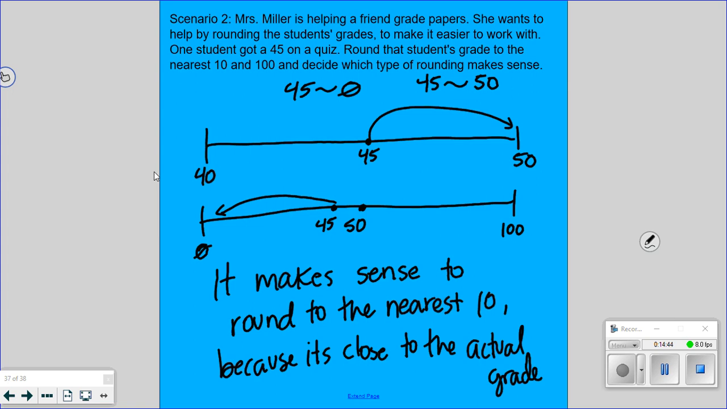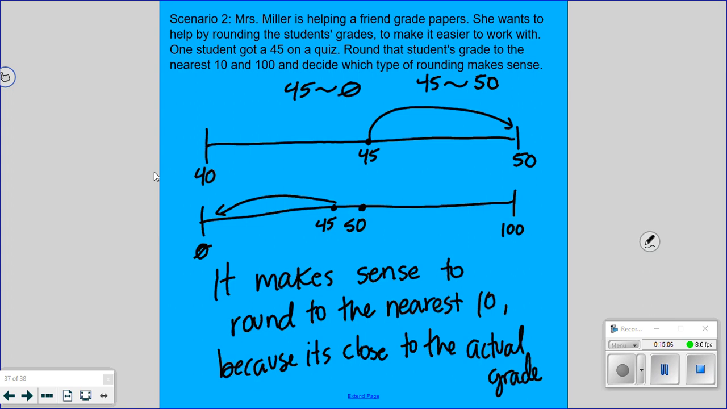Colby? I wrote it would make sense to round to the nearest 10 because otherwise the child will get 0. Yeah. That's what I mean. Yeah, Jayla? Why do you write the starting letters in cursive, then just do the other ones in normal?